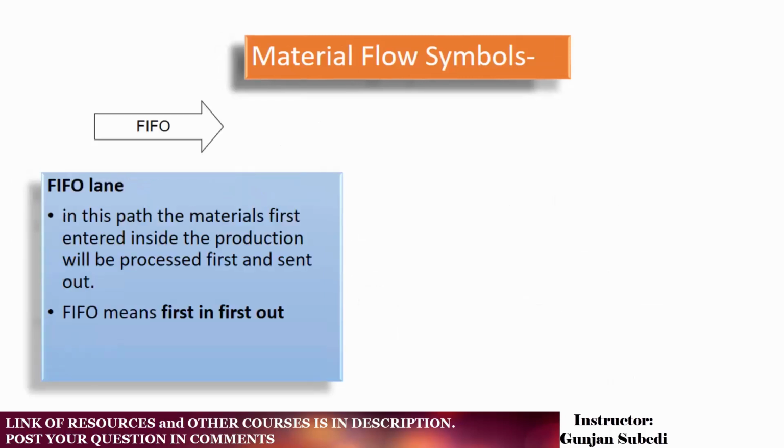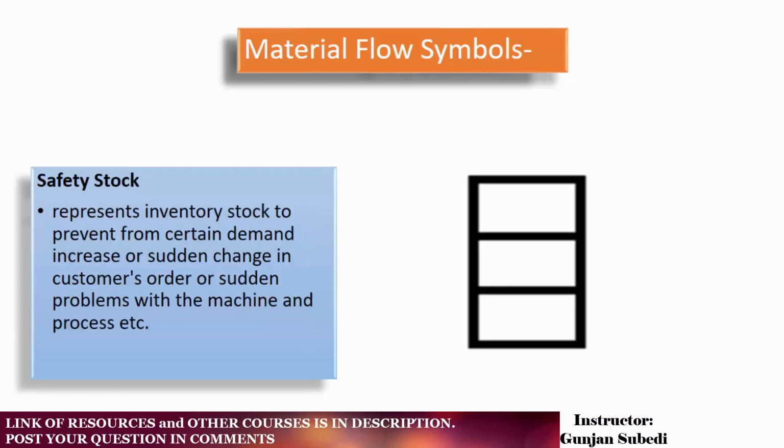This symbol is for the FIFO lane. That means in this part, the materials that first enter inside the production will be processed first and sent out. FIFO means first in, first out. Next, we have the safety stock icon which represents some inventory stock to prevent from sudden demand increase or sudden change in the customer's order or sudden problems with the machine and processes, etc.